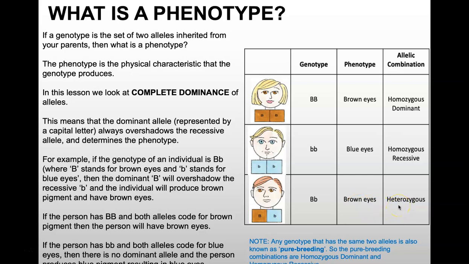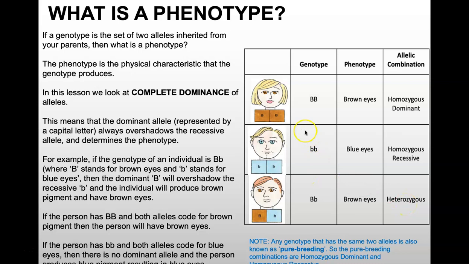Now remember, hetero means different, like heterosexual. I can see that these two alleles are different, so I can remember that hetero means that they have two different alleles.